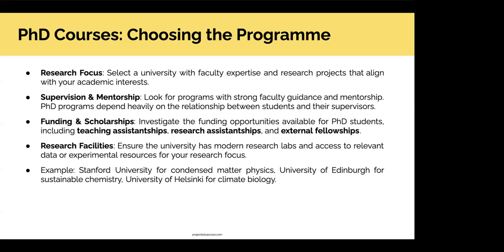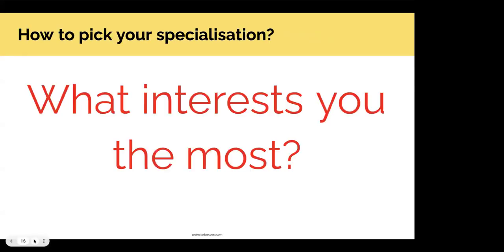So here are a couple of examples. Stanford has a good option for condensed matter physics, Edinburgh has sustainable chemistry, Helsinki has climate biology, and things like that. So these are very specific. These are just to help guide you to channelize how to pick your specialization. Just one question: what interests you the most? If you know what interests you the most, you are good to go. That's the only thing that I'm going to tell you. And we move forward.